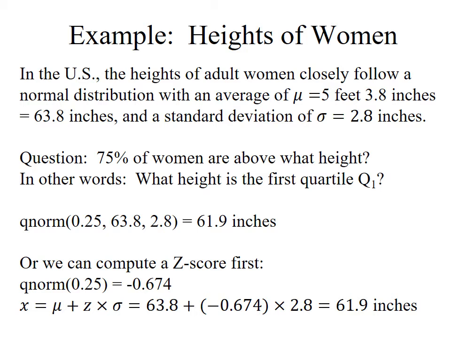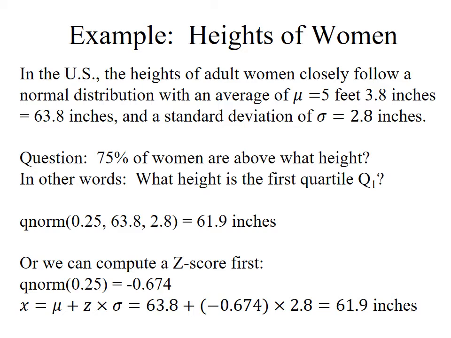All right, let's do a similar problem. Again, heights of women, there's the mean, there's the standard deviation. 75% of women are above what height? What's that height that has 75% of women above it and 25% of women below it? In other words, what height is the first quartile of adult women's heights in the United States? I can do this by using qnorm of 0.25. Notice that R is always working with probabilities of being below a certain value, so I use the 0.25. There's the mean, 63.8. There's the standard deviation, 2.8. I get 61.9 inches is the first quartile in adult women's heights in the United States.